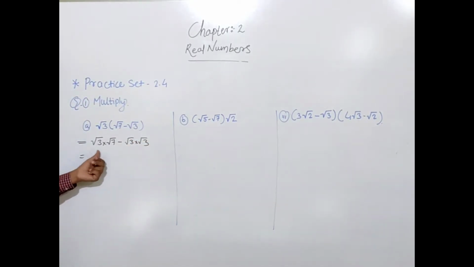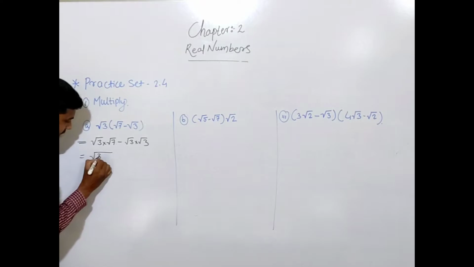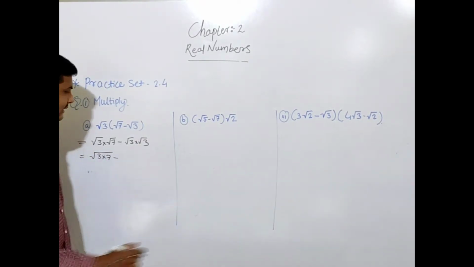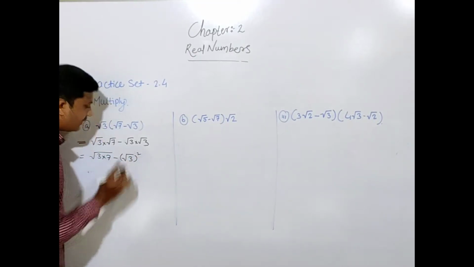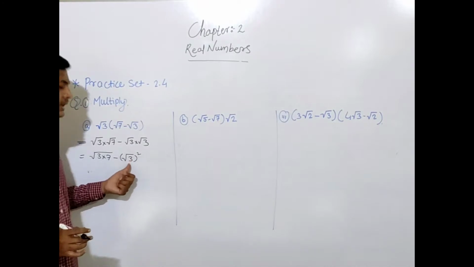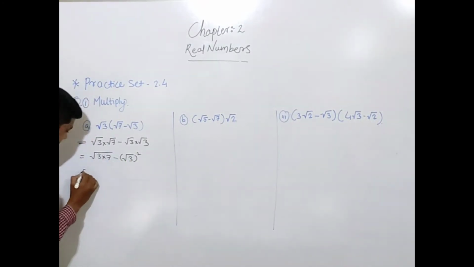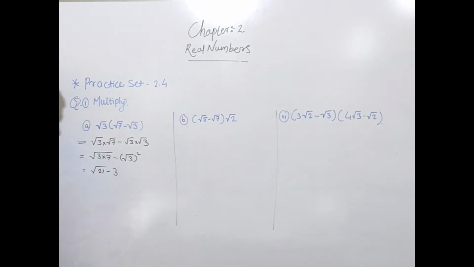Now root of a into root of b, what have we seen? Root of ab, that is root of 3 into 7, minus root of 3 into root of 3, that is root of 3 square. And what is the root of 3 square? That is simply a radical element. Here the answer is square root of 21 minus 3.